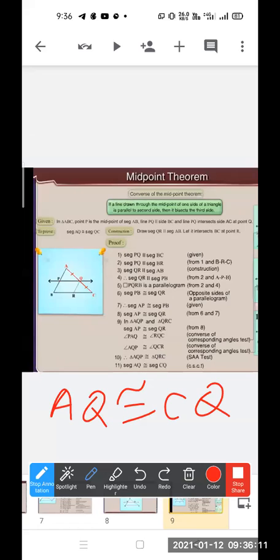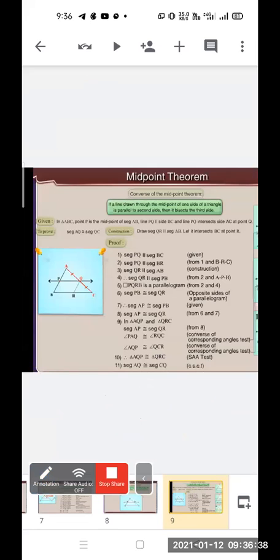What is the theorem? If a line is drawn through the midpoint of one side of a triangle and parallel to the other side, then it bisects the third side. Your third side is AC, and we have to show that AQ is congruent to CQ, and that only we have proved. They are congruent because they are corresponding sides of congruent triangles.